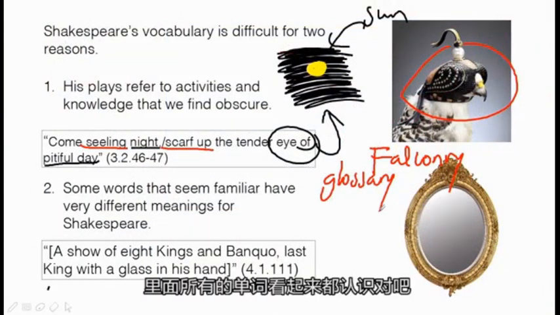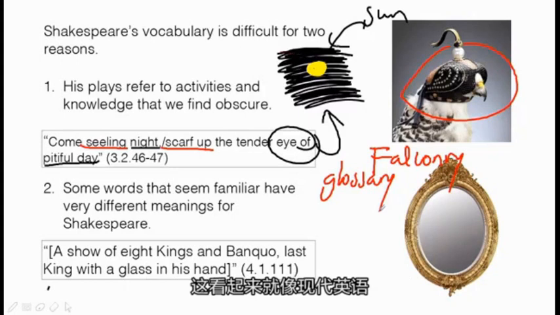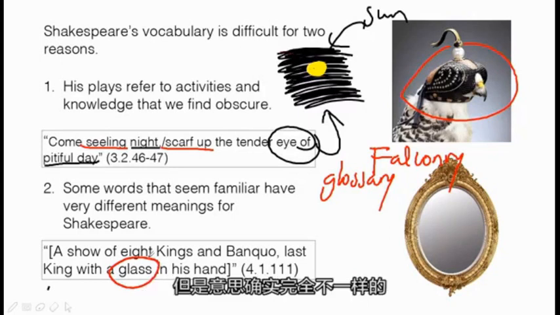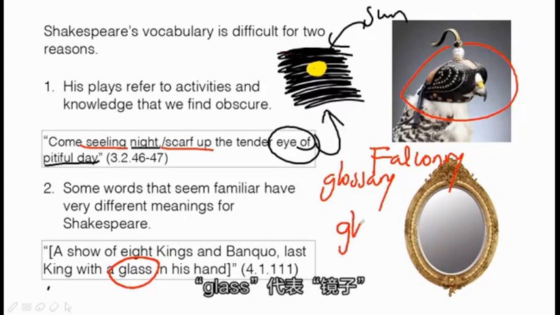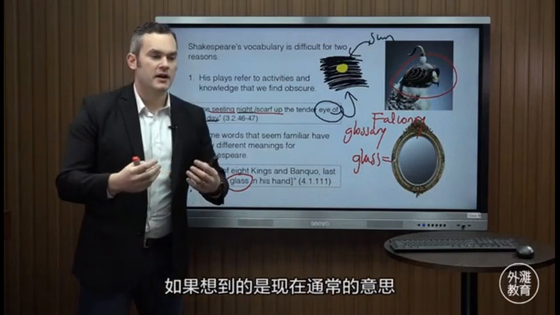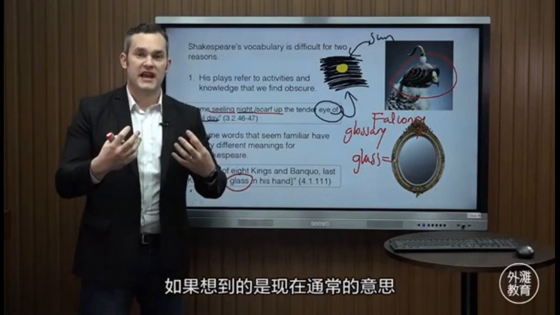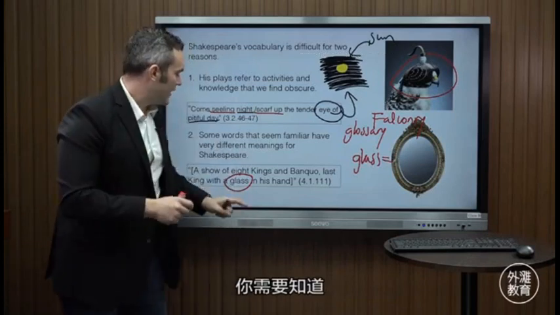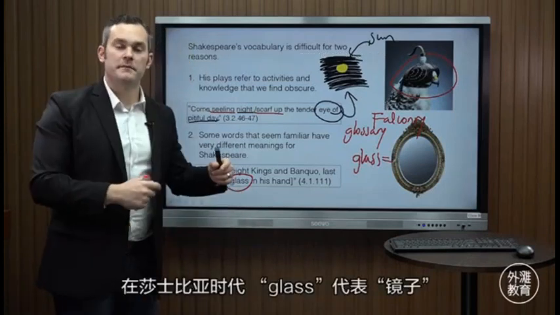All the words here seem okay, right? This seems like modern English. But there's one word that we know, glass, that means something totally different. In Shakespeare's time, a glass was a mirror. So if you read this word glass and think about the common present-day meaning, you might be a little bit confused. You need to be aware that glass for Shakespeare means mirror.